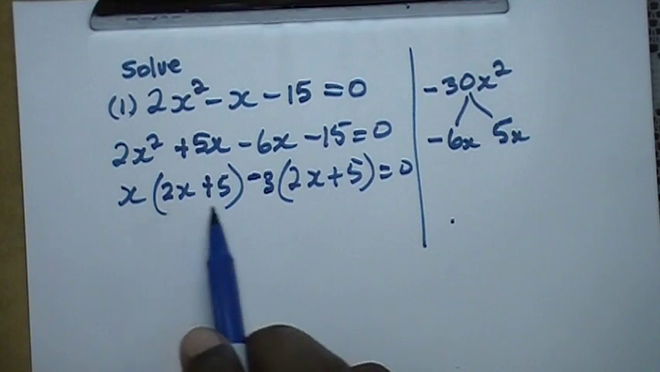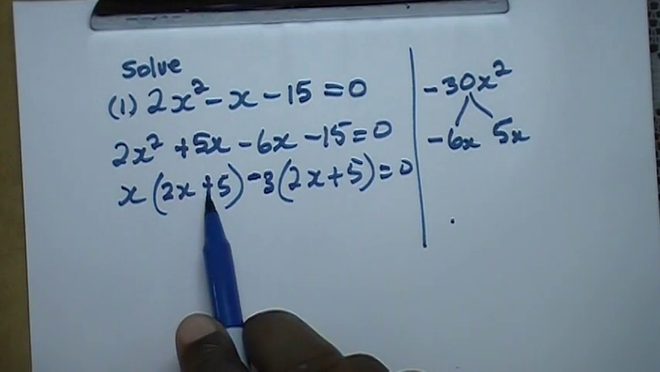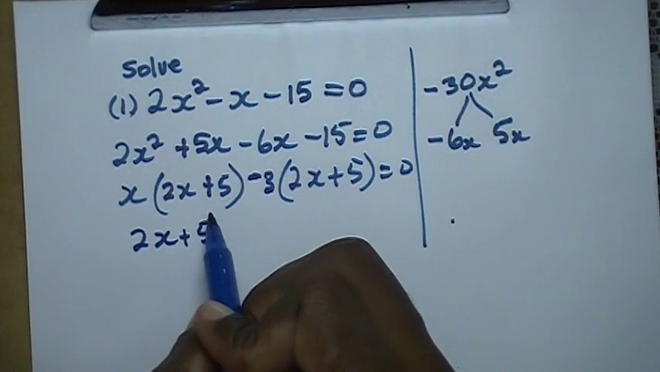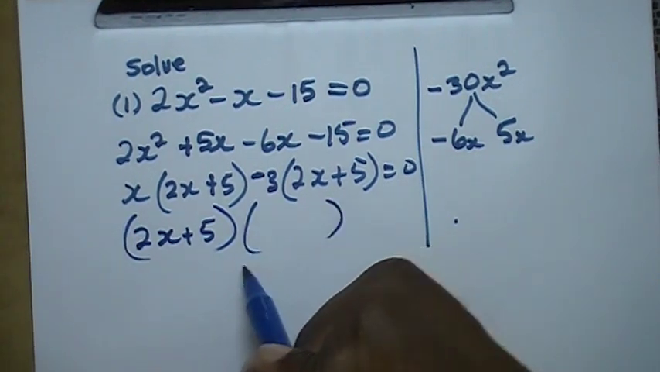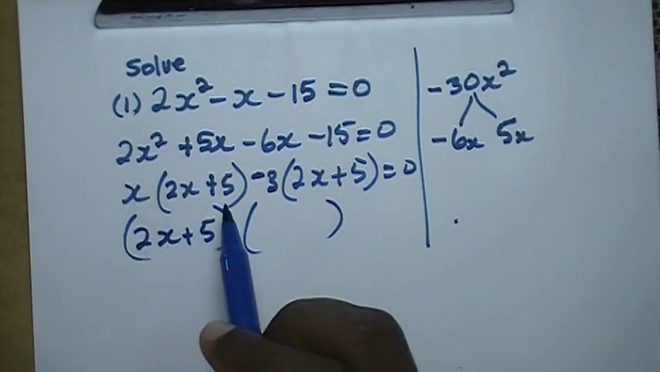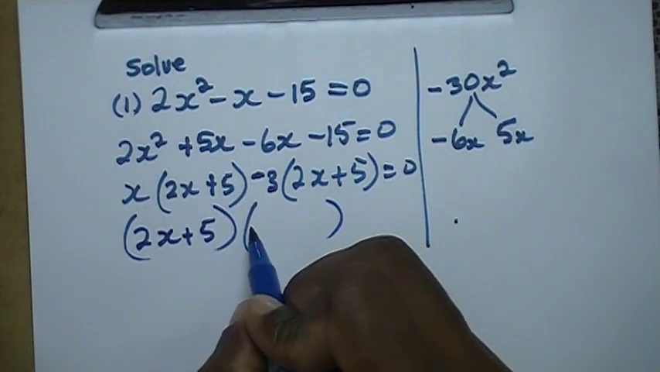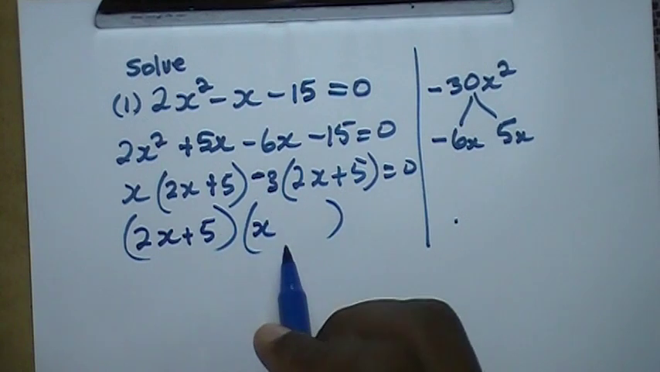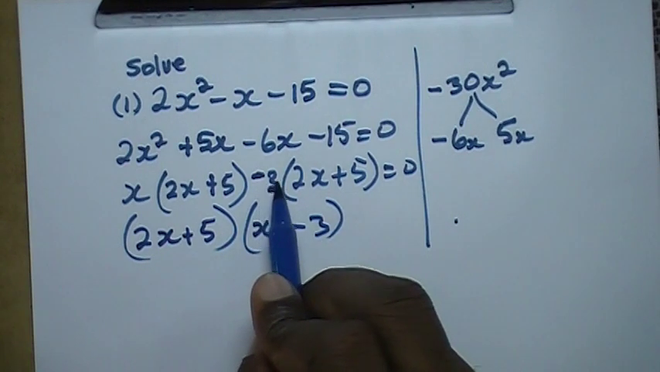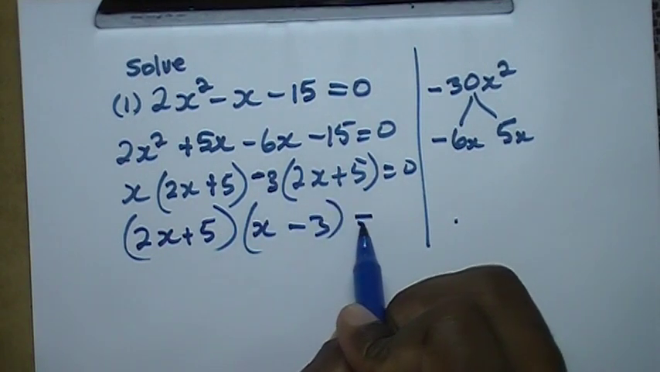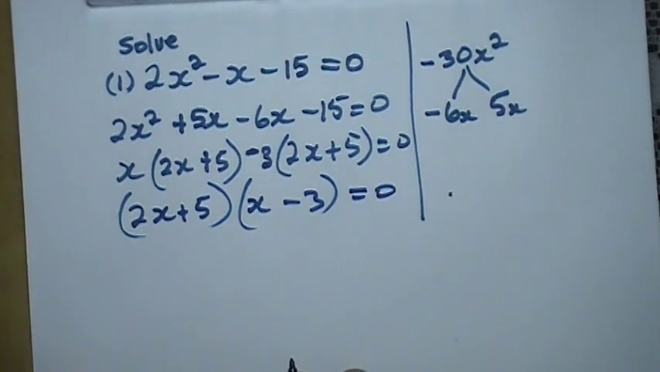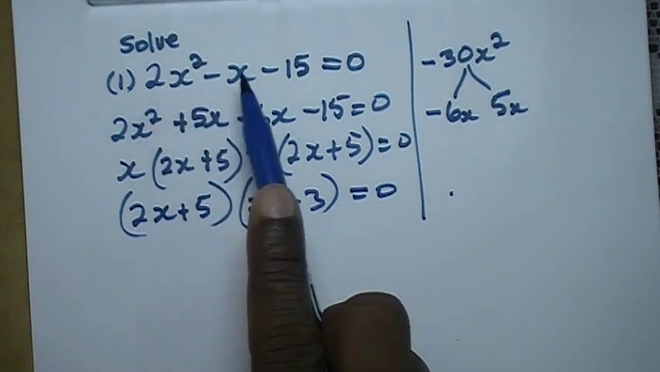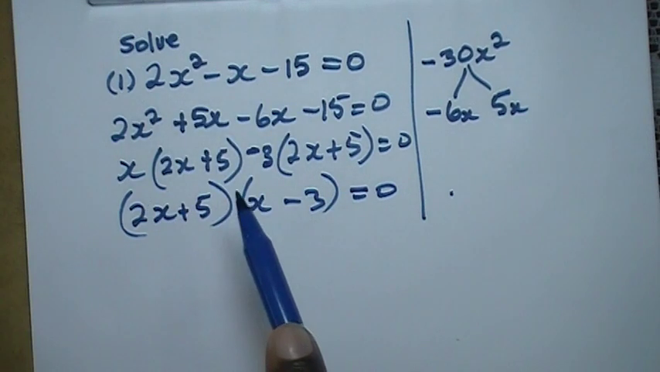What's common in these two parts? As you can see, it's going to be 2x plus 5. And 2x plus 5 times x will give us 2x plus 5 times x. And 2x plus 5 times negative 3 will give us back this part. Okay? So now we have factorized the expression part of the equation, which is 2x plus 5 times x minus 3.